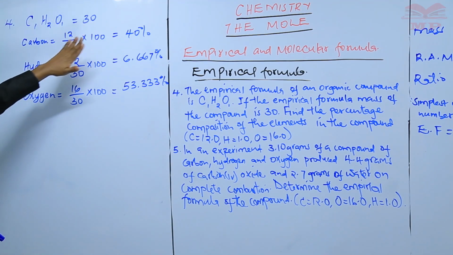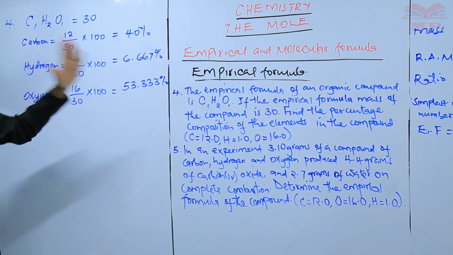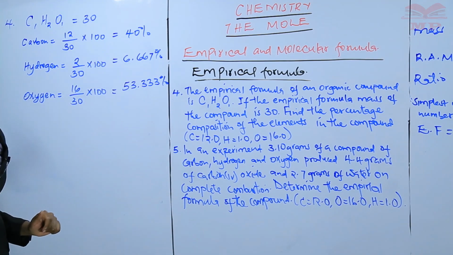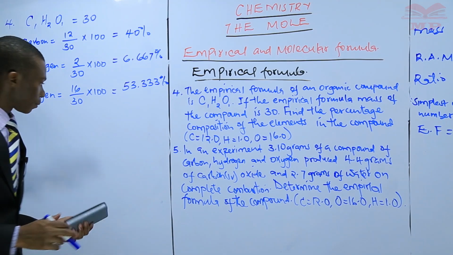The mass is 30. Then you get the relative atomic mass of each element. You divide by the formula mass. Then you multiply by 100. And then these are now the percentages. Question number 5.